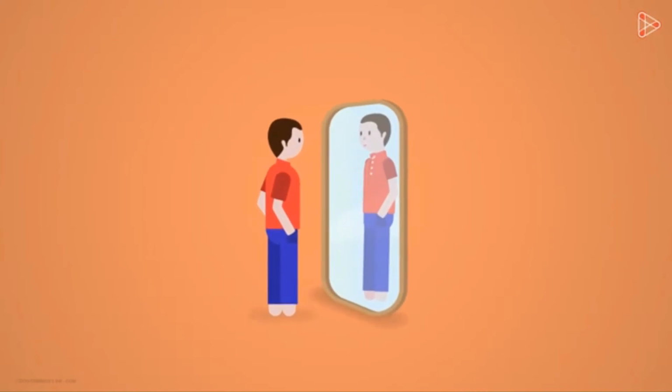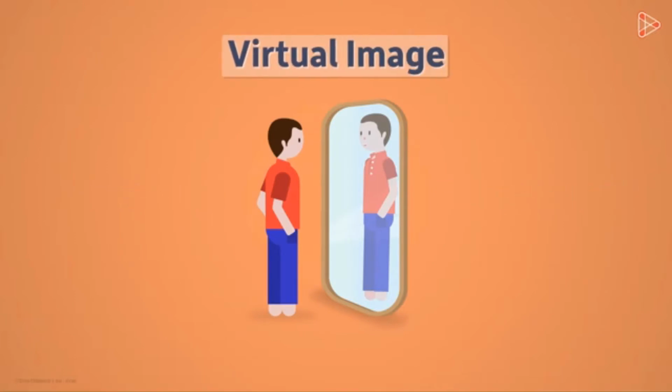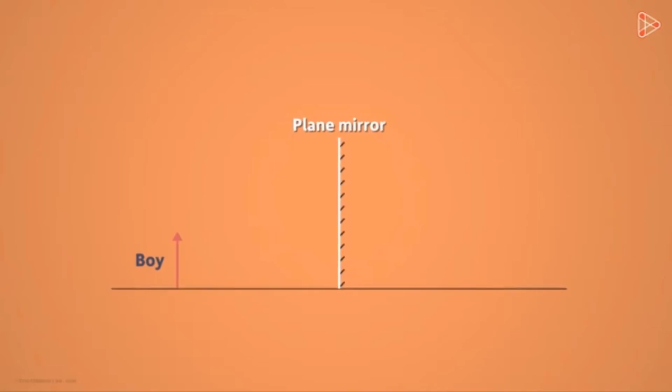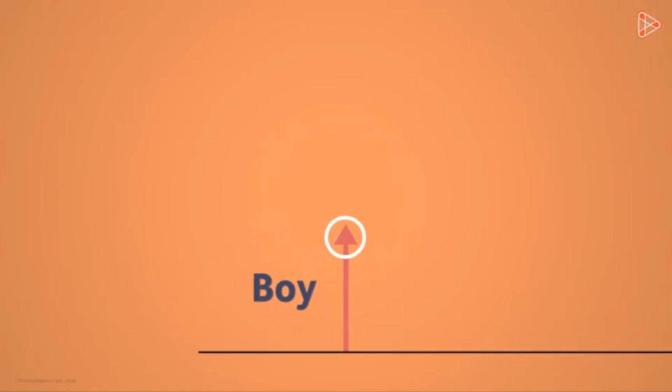This image that you see here, is it a real image or a virtual one? This image is a virtual image. In order to explain what a virtual image is, let's first simplify this image. Let's represent this boy with an arrow pointing up. And here is our plane mirror. You can assume the top of the arrow to be the top of the head of a boy.